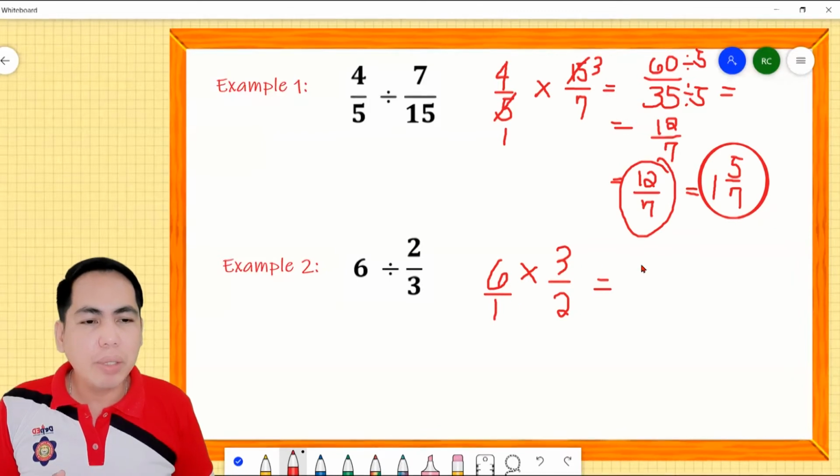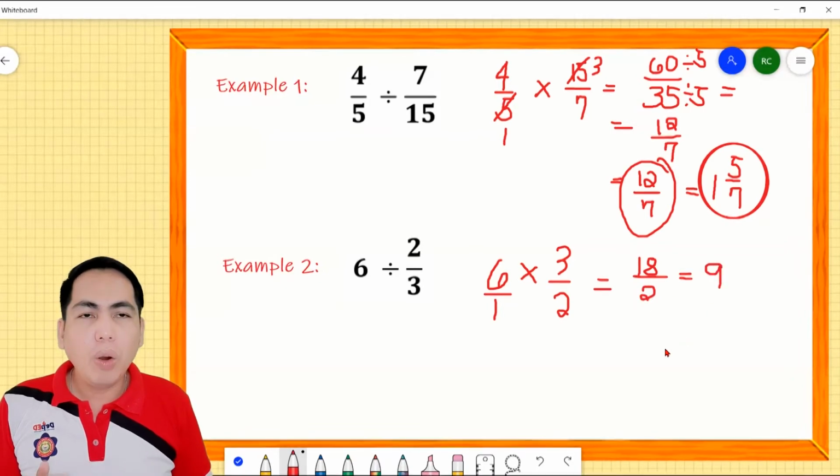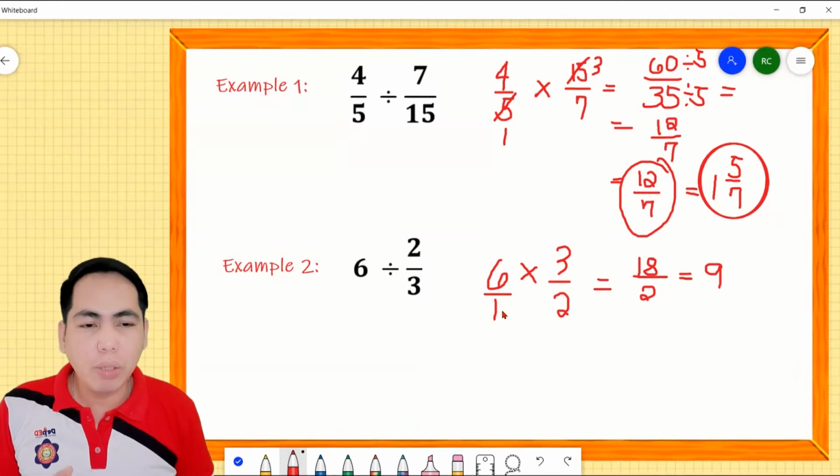So 6 times 3 will give us 18, and then 1 times 2 will give us 2. 18 halves, that is equivalent to 9. Or we can reduce first the fractions before we will multiply. So in this case, we can reduce 6 and 2.